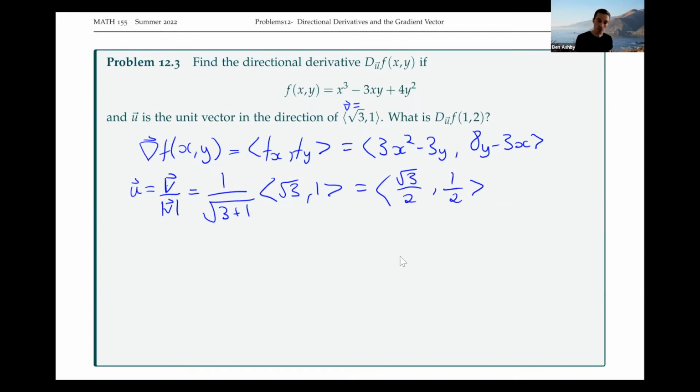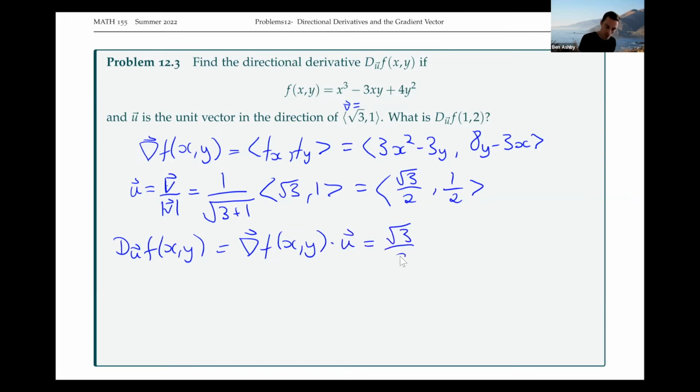We want to find our directional derivative in that direction. So we do D_u f of (x, y), which is just our gradient of f dotted with u. When we do this, we get root 3 over 2 times (3x squared minus 3y) plus a half of (8y minus 3x). So this is just at any particular point (x, y) we might want to choose.